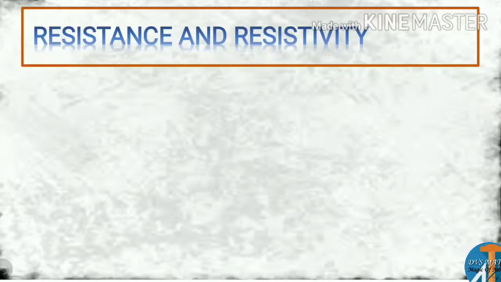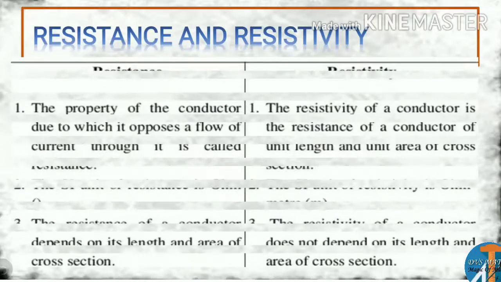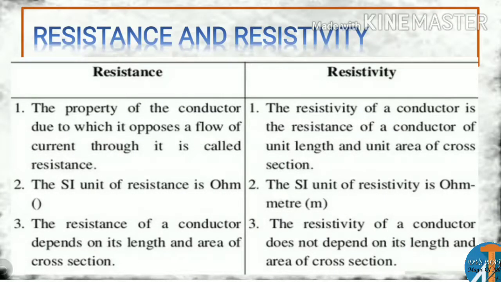Now what is the difference between resistance and resistivity? Let us understand. If we compare those two, the first one is the property of a conductor due to which it opposes the flow of current through it, which is called resistance. As we discussed here, the property of a conductor due to which it opposes the flow of current is called resistance.